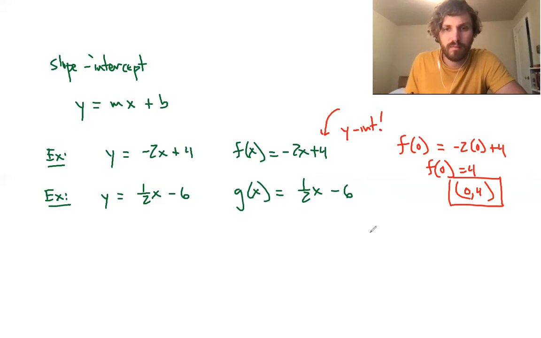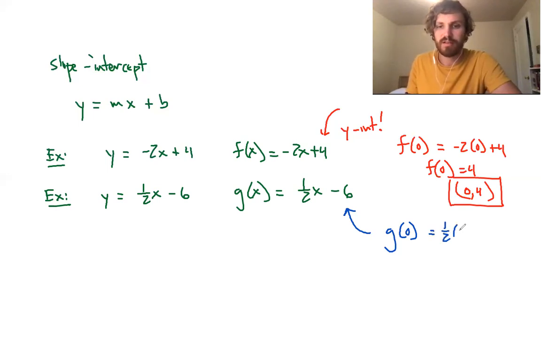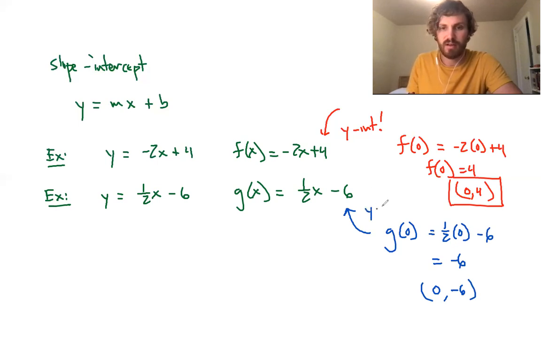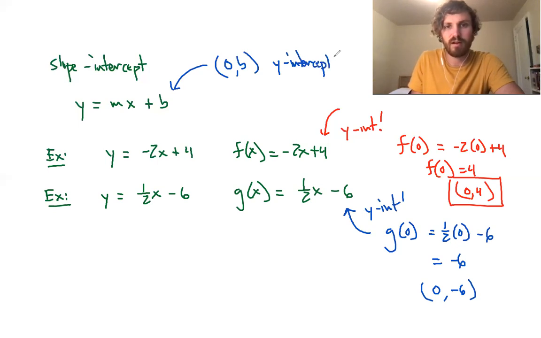Over here, g of 0, remember 0 is the x value along the y-axis. So g of 0 would be 1/2 times 0 minus 6, which is just negative 6. So that is the point 0, negative 6. So you can see that that is again the y-intercept. And so b, that is the y-intercept. 0 comma b would be the y-intercept.